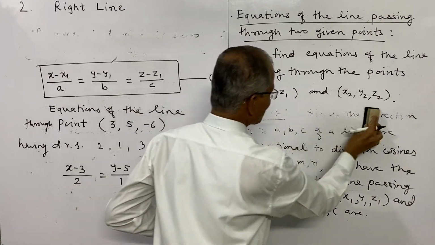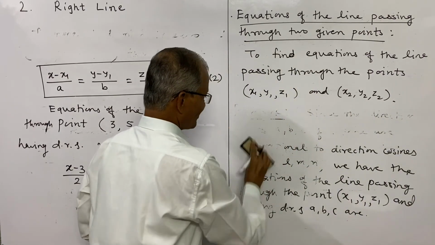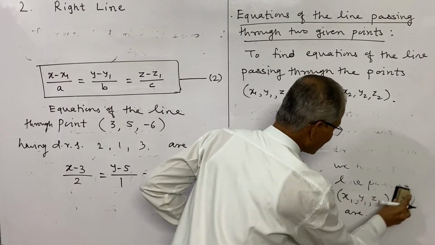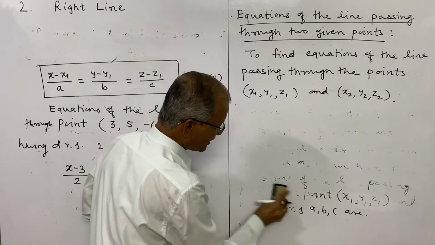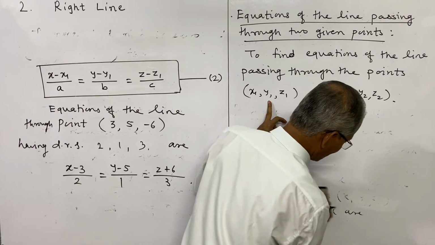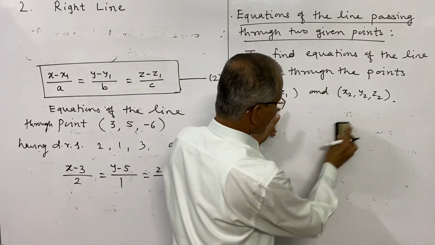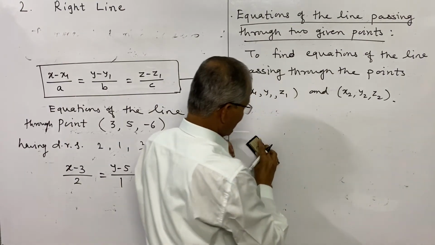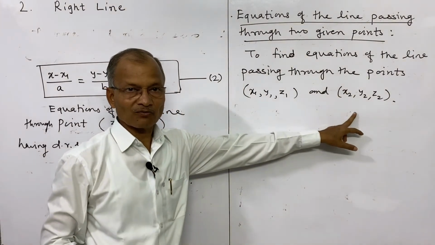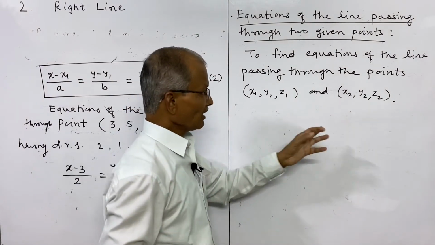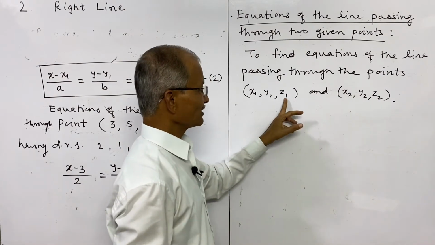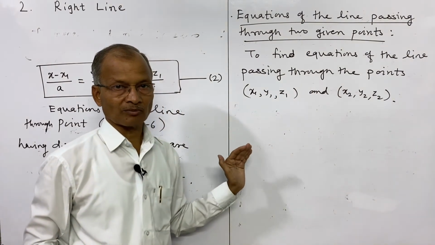Now how can this equation be written? Now it is very easy to write the equation. So what we shall obtain is the DRS of this line. Now what are the DRS of the line passing through these 2 points, x1, y1, z1 and x2, y2, z2? Yes, if the coordinates are given, the DRS we know is the difference of the coordinates. That means x2 minus x1, y2 minus y1 and z2 minus z1 will be the direction ratios of the line.